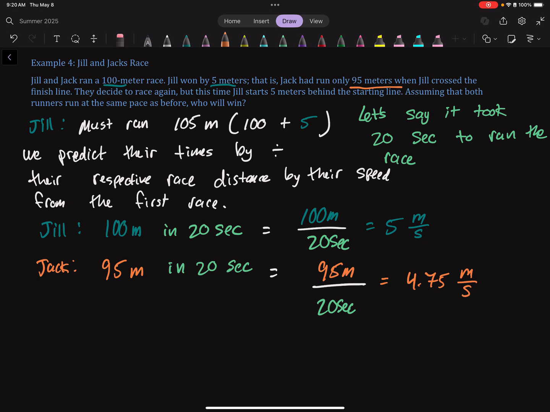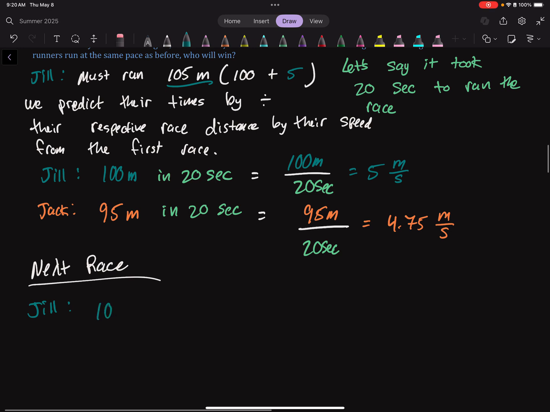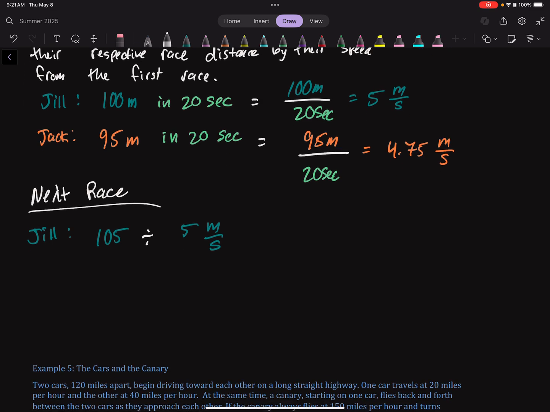So now we need to know the new race, where they're making Jill start back 5 meters. So for the next race, Jill, remember, has to run 105 meters. So she does 105 meters and her pace is 5 meters per second. All right, remember, we never actually divide with fractions, because that's what we're talking about.